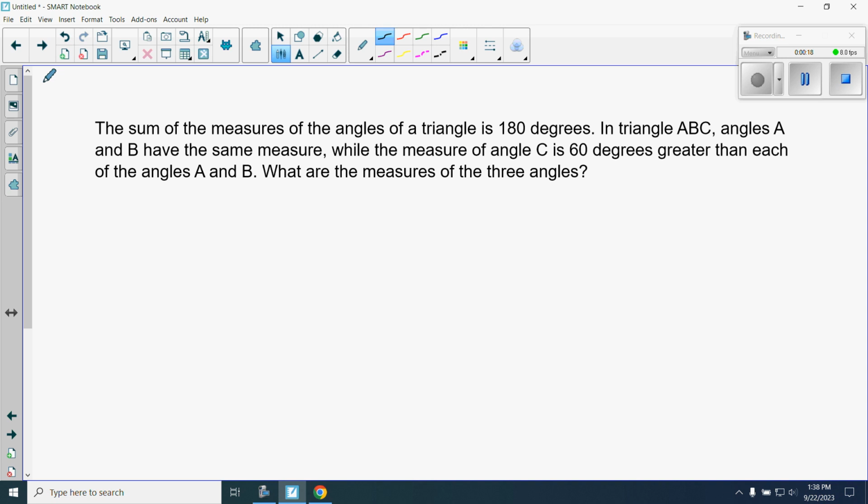So the sum of the measures of the angles of a triangle is 180 degrees. In a triangle named A, B, and C, the angles A and B have the same measure, while the measure of angle C is 60 degrees greater than each of those angles. What is the measure of the three angles?